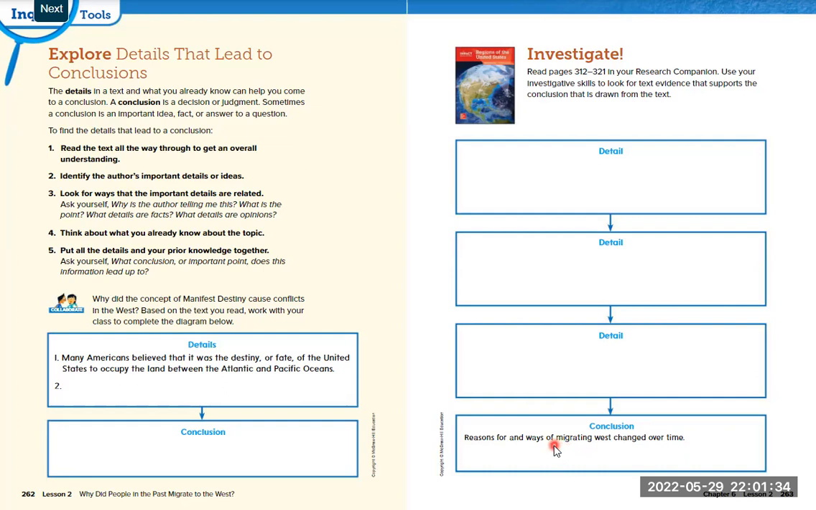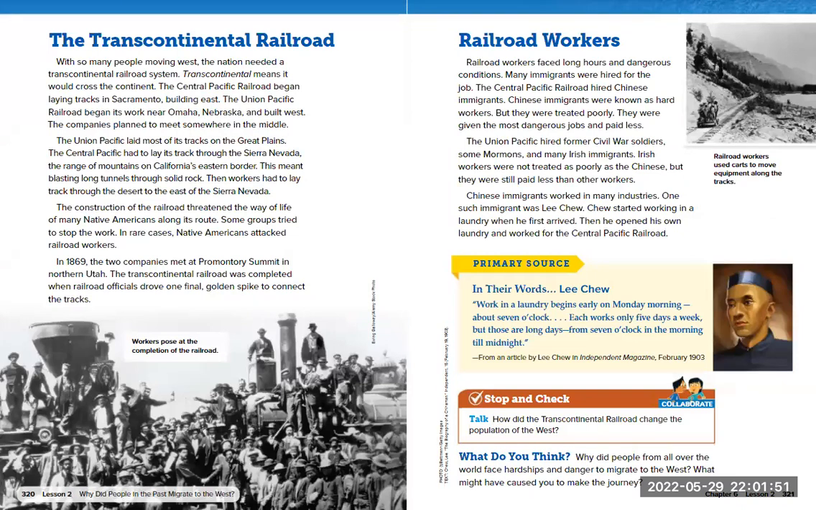It can be migrating to a different country. You can be migrating to a different part of the US, and reasons why. There are different reasons why there were different ways of migrating, which depended on when you were traveling.